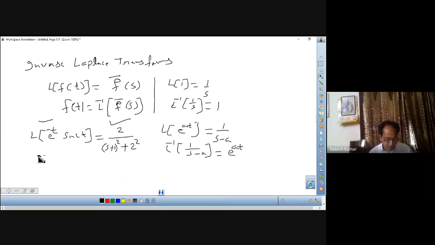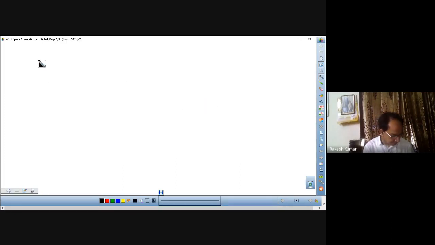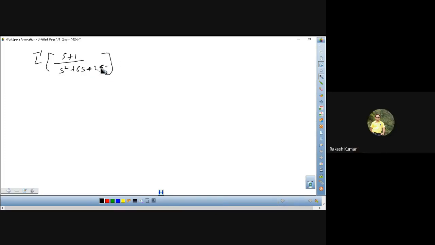Let us find out the Laplace inverse of this function. The statement is s plus 1 upon s square plus 6s plus 25. This is 25.